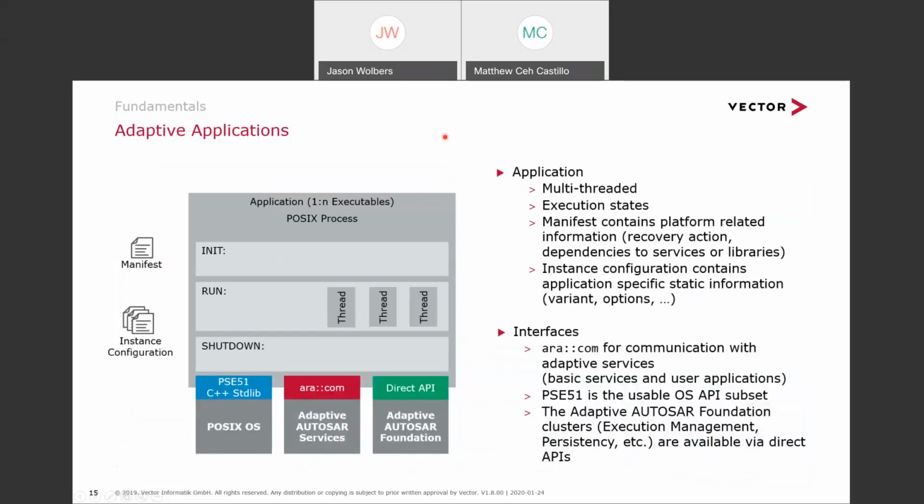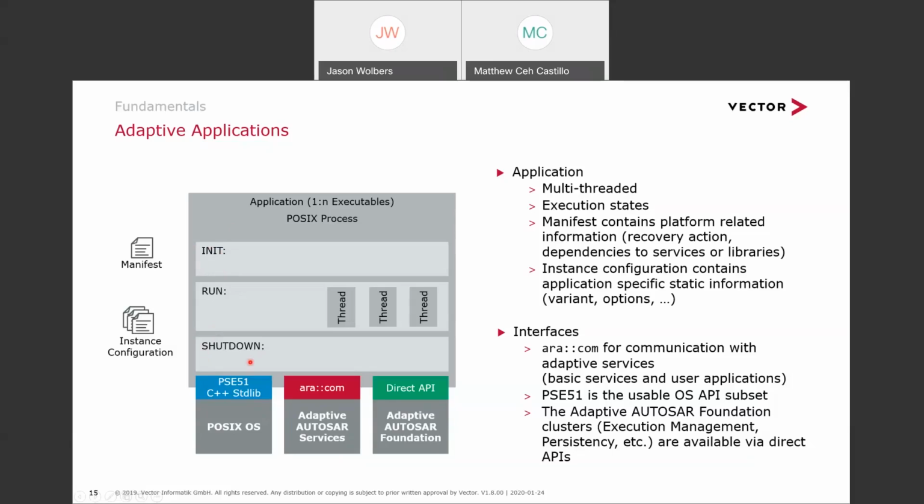Okay, so this is what an adaptive application looks like. Essentially, it is typically one process consisting of multiple threads, and each adaptive application has an init code section, a normal runtime code section, and then a shutdown code section. And this is invoked by the execution manager component that I was mentioning on the last slide. So if the execution manager wants to start up an adaptive application, your adaptive application will execute this init code and then go into run mode. And then likewise, when you shut down, you'll execute your designated shutdown code.